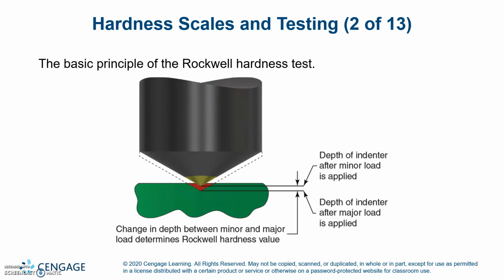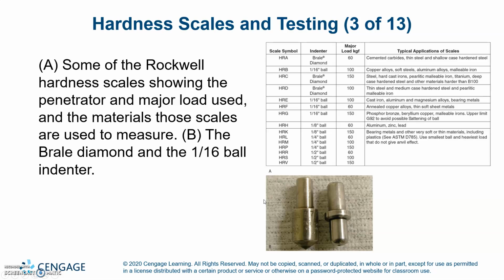The basic principle of the Rockwell hardness test: it shows the depth of the indenter after a minor load is applied, and the depth of the indenter after a major load is applied. The change in depth between minor and major load determines the Rockwell hardness value. Some of the Rockwell hardness scales show the penetrator and major load used and the materials those scales measure. B, the Brale diamond and the 1/16 ball indenter.